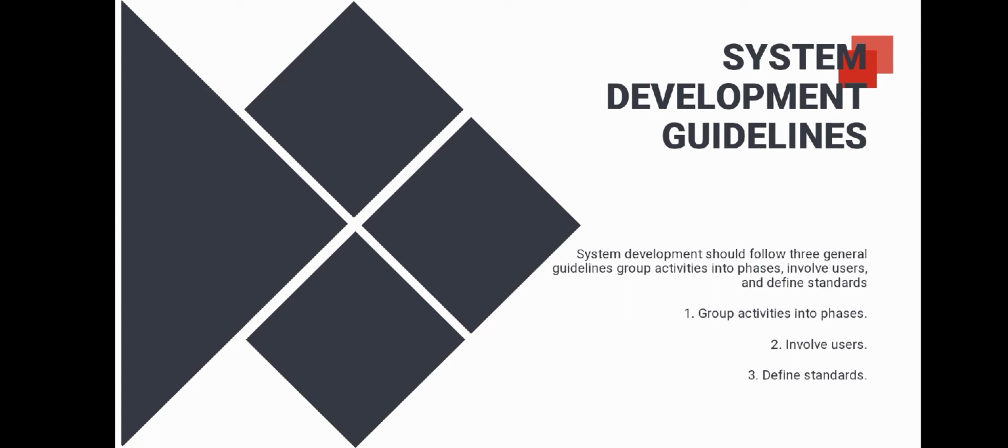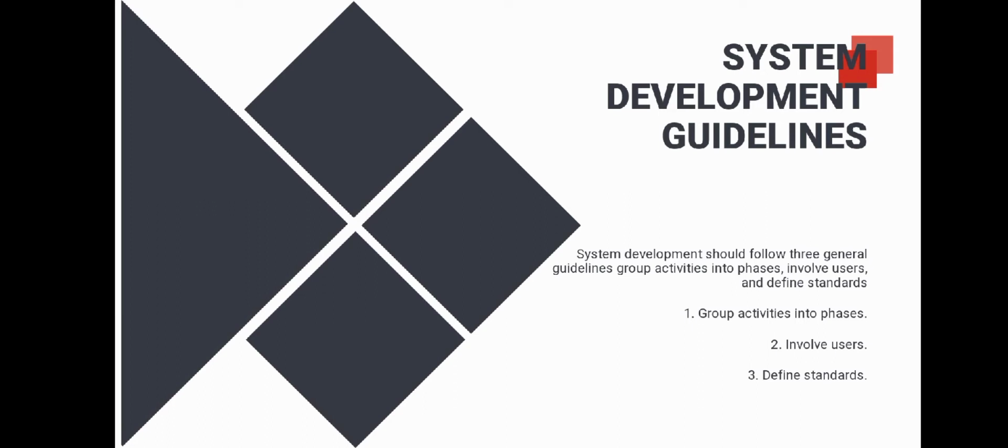System development guidelines. System development should follow three general guidelines: group activities into phases, involve users, and define standards. 1. Group activities into phases. Others have more or fewer phases. Regardless, all the system development cycles have similar activities and tasks. 2. Involve users. Users include anyone for whom the system is being built: customers, employees, students, data entry specialists, accountants, sales managers, and owners are all examples of users.